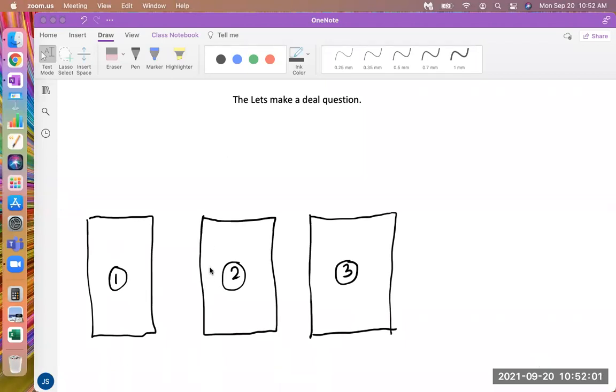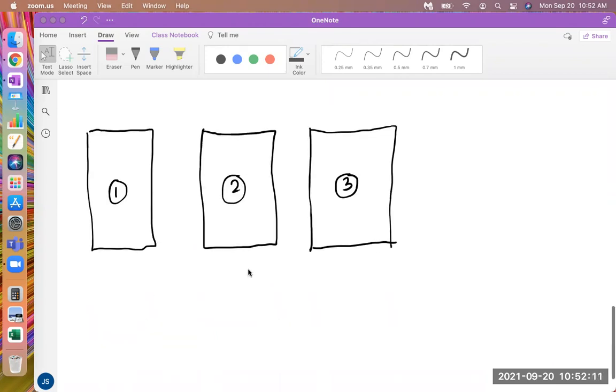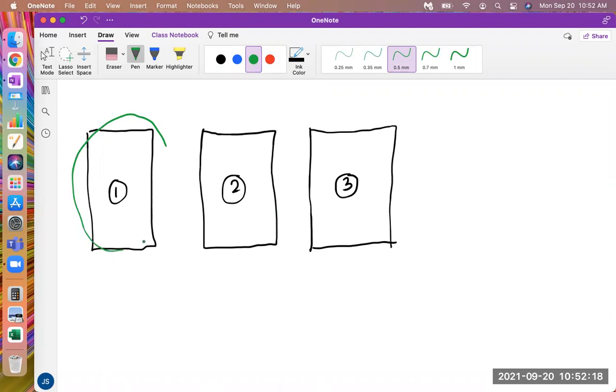So the problem goes, there were 3 doors and there's a car behind one of them, and you want to choose the door that has a car. So it starts out where, let's say I pick door number 1, and I think door number 1 is where the car is.